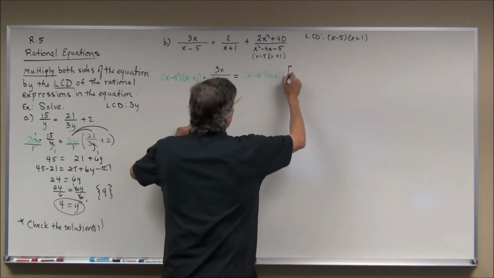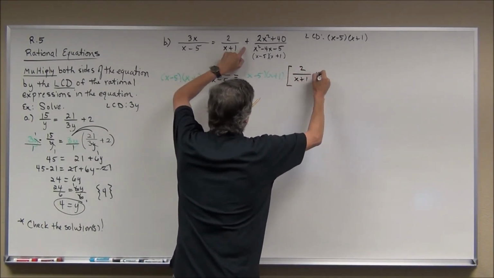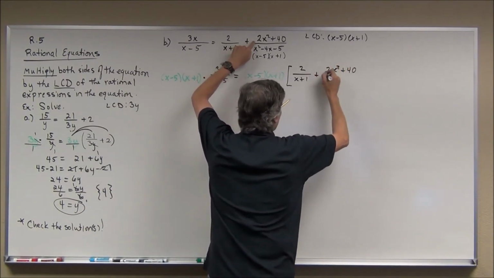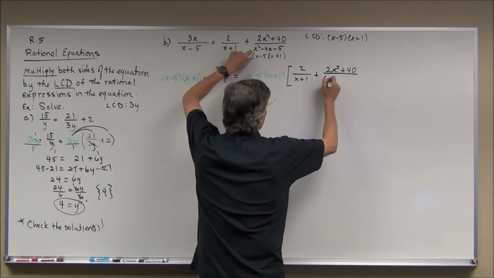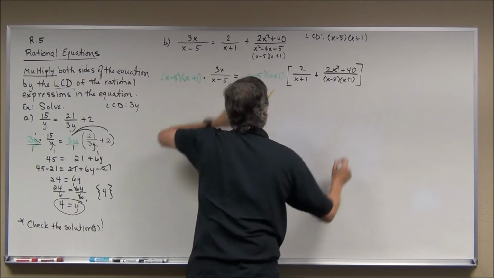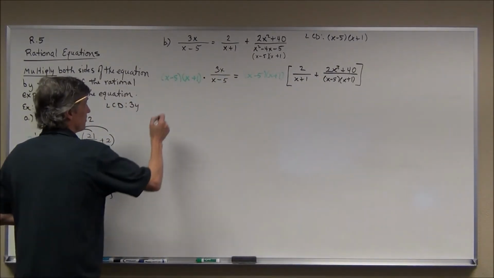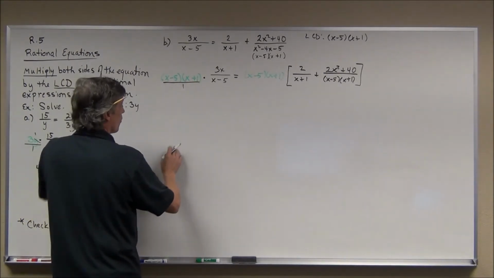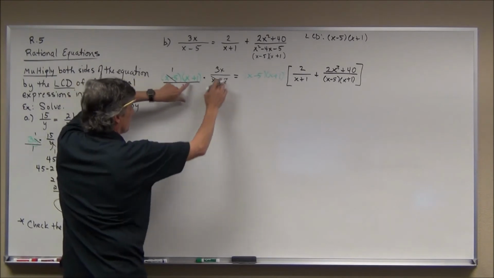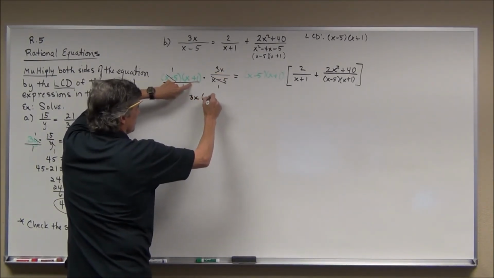over here 2 over x plus 1 plus 2x squared plus 40 all over this denominator, which I'm going to write in factored form, x minus 5, x plus 1. So remember, I'm going to have to distribute over here on the right side. On the left side, just the same as that over 1. You can see the x minus 5s are going to cancel out as a factor of 1, and I'm left with x plus 1 times 3x.